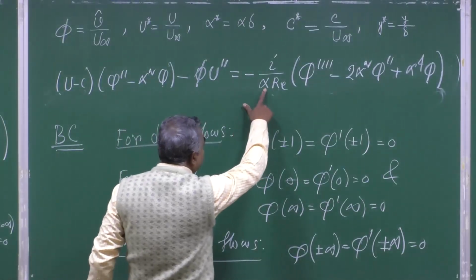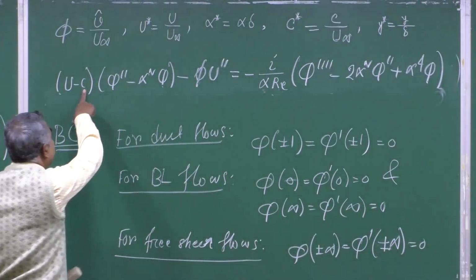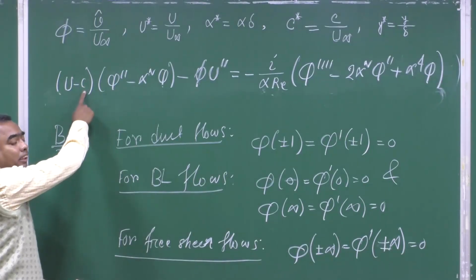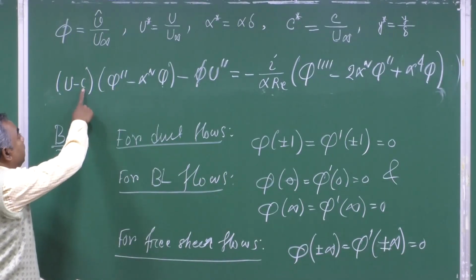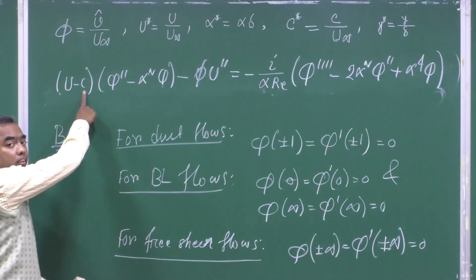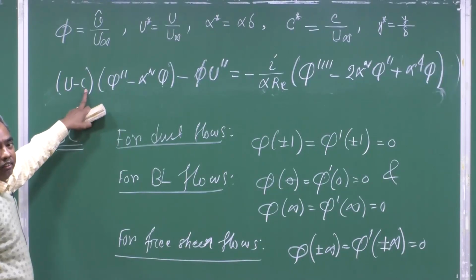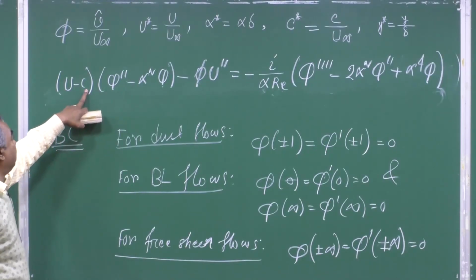Similarly, we can do one more thing. We can consider C to be written as omega by alpha. Okay. C can be written as omega by alpha, because C is equal to what? C is equal to frequency into lambda, which is nothing but omega divided by lambda.